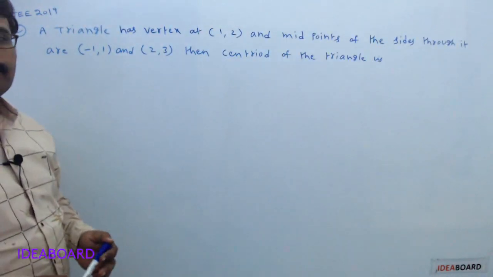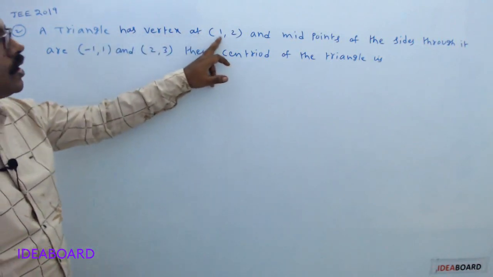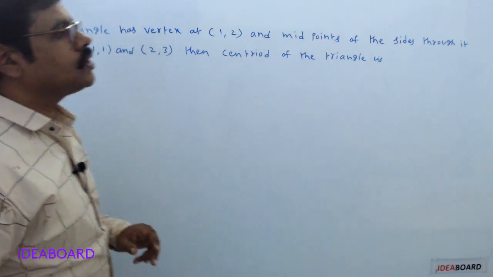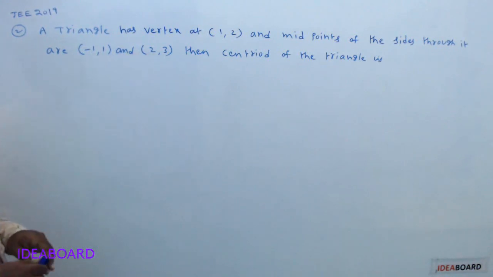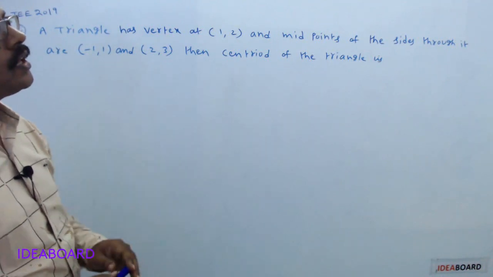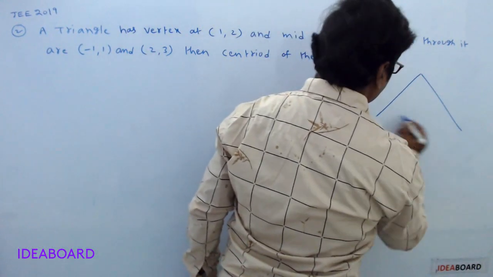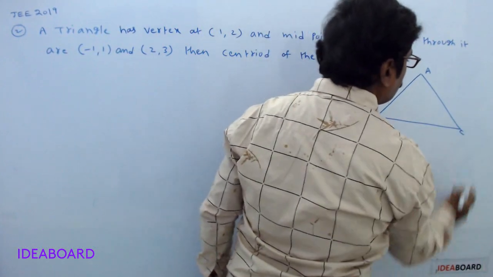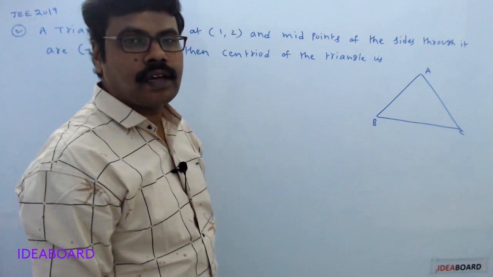Now come to the next problem. A triangle has vertex at the point (1, 2) and midpoints of the sides passing through it are (-1, 1) and (2, 3). Then the centroid of the triangle is? First draw a triangle. Let A, B, C be the vertices of a triangle.